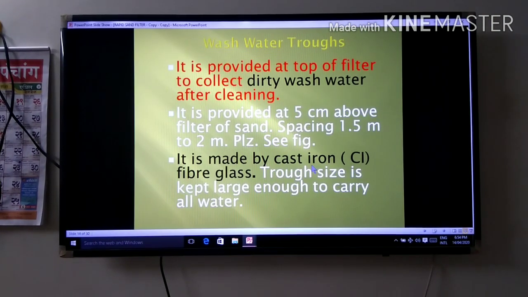Wash water troughs. They are provided at the top of the filter to collect dirty wash water after cleaning. They are provided 5 cm above the filter sand, with spacing of 1.5 meter to 2 meter. You already see in the figure. It is made of cast iron or fiberglass. Trough size is kept large enough to carry all the water.